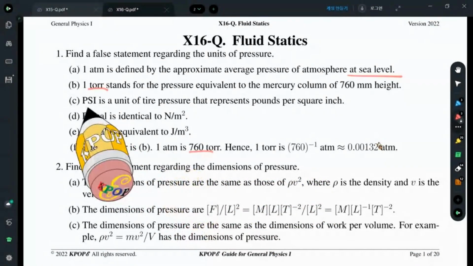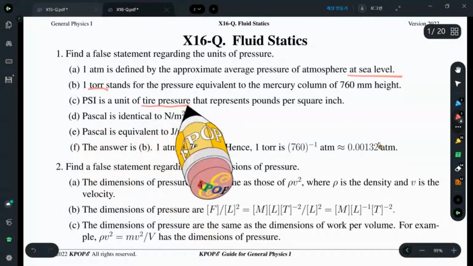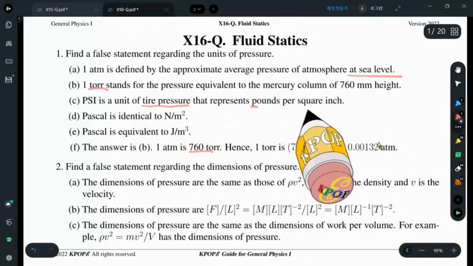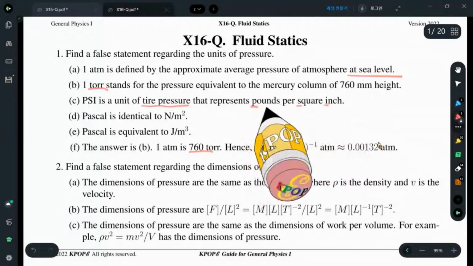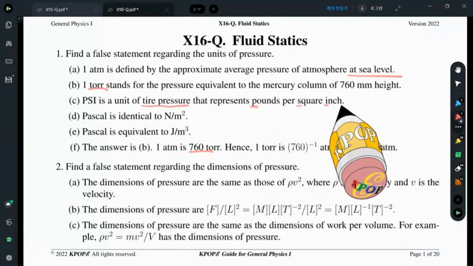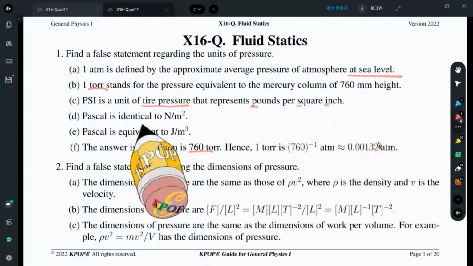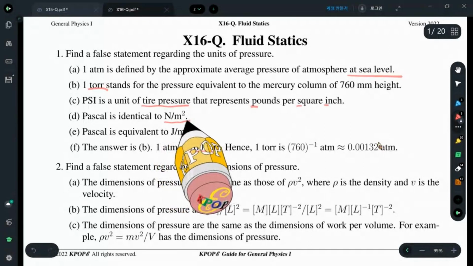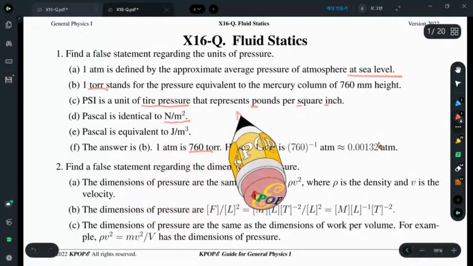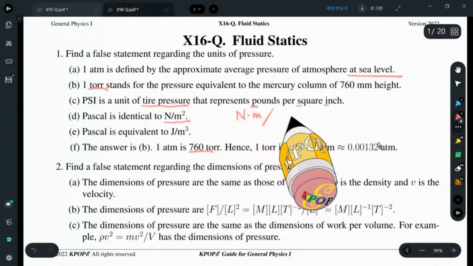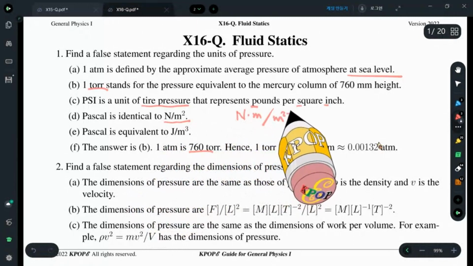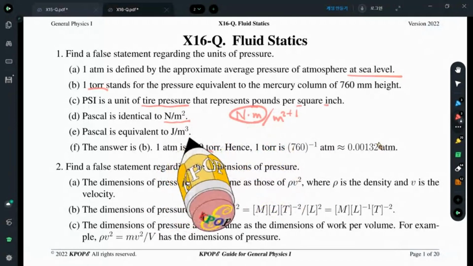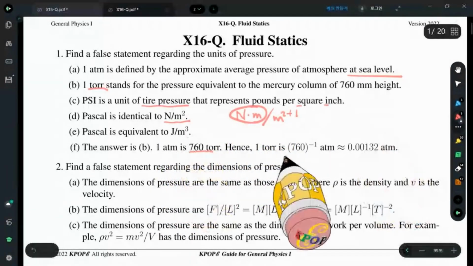PSI is usually used for the tire pressure, and that is pound per square inch. Pascal is the SI unit for the pressure, Newton per meter square. And if you multiply meter, both numerator and denominator, it becomes joule. Joule per cubic meter is also Pascal.